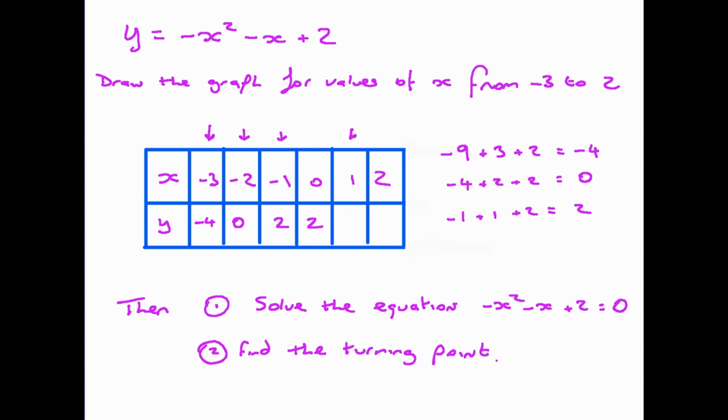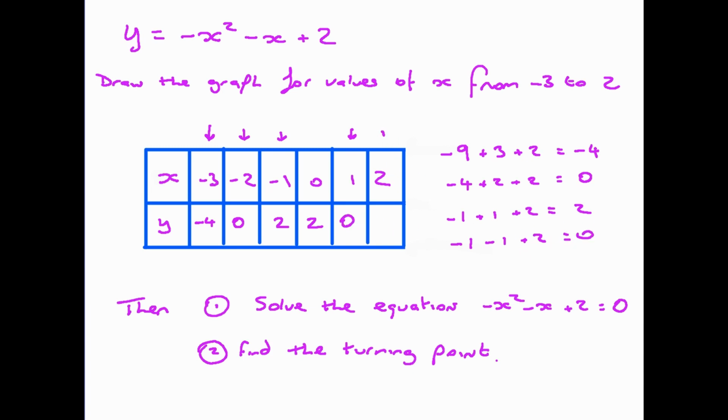The next one is where x is 1. X squared is 1, therefore minus x squared is minus 1. Then we're going to take away 1, so minus 1, and then we're going to add 2. So minus 1 plus 2 equals 0.